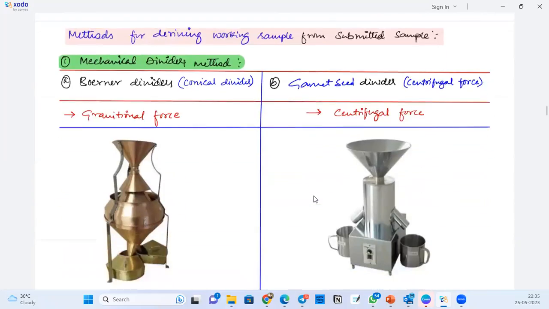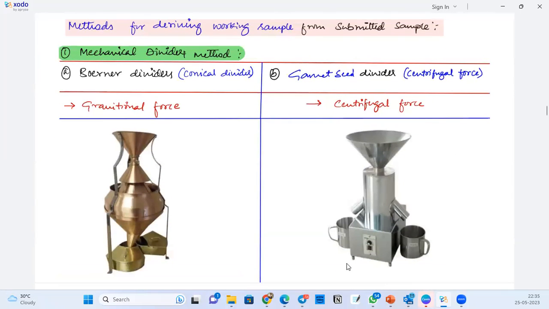Just go through the text once. So I was talking about the divider, right? So how the dividing is done. The methods for dividing is the mechanical divider method, which consists of Boerner dividers and gamete divider. The gamete divider employs the principle of centrifugal force. Boerner divider employs the principle of gravitational force.